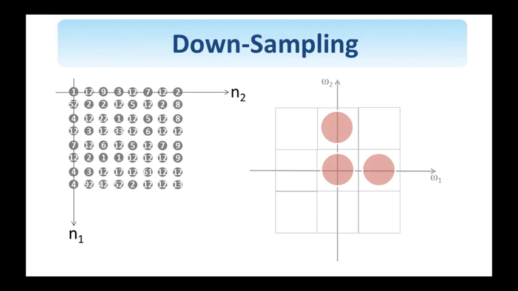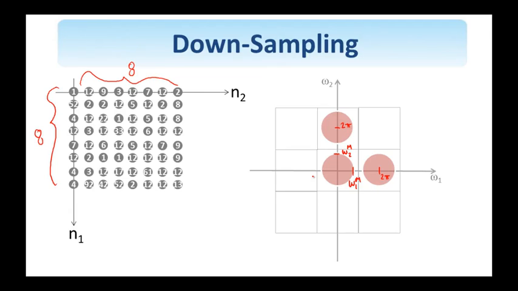So, given an image, I'm interested in reducing its size by 2 in each direction. And here you see an 8 by 8 image, but I want to reduce it to a 4 by 4 image. We also show the spectrum of this image here. So this is 2 pi, and let's call this frequency omega 1 maximum in the one dimension, omega 2 maximum in the vertical direction.